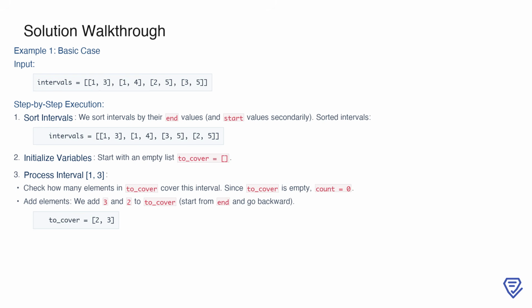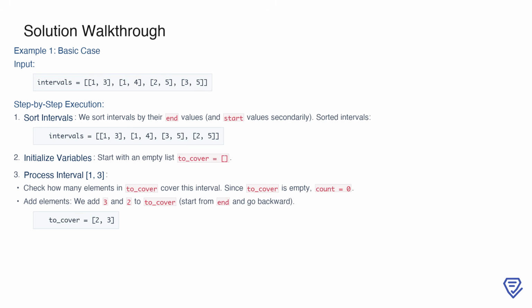To solve this problem, we start with an example input where the intervals are [1,3], [1,4], [2,5], [3,5]. The first step is to sort these intervals by their end values. If two intervals have the same end value, we sort them by their start values. After sorting, the intervals become [1,3], [1,4], [3,5], [2,5]. Next, we initialize an empty list called to_cover, which will store the elements we choose to ensure that each interval has at least two elements covered.